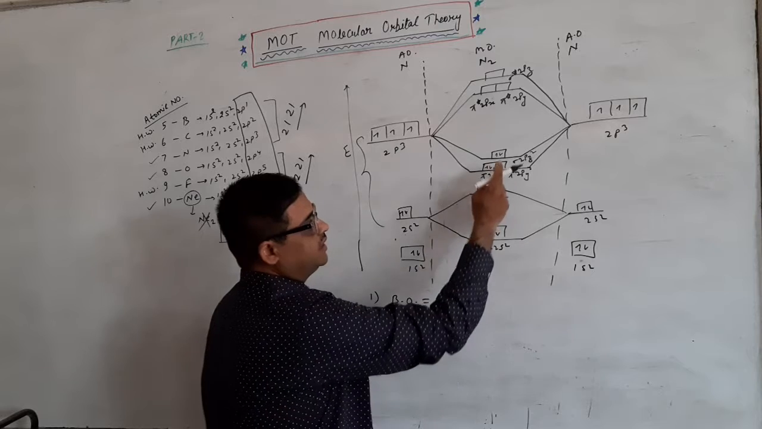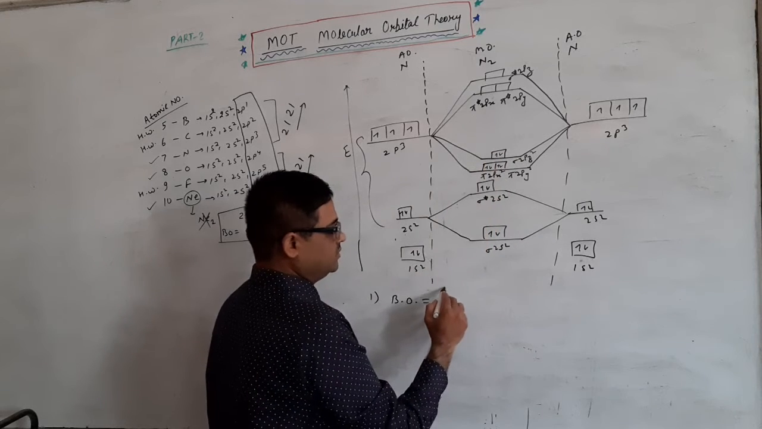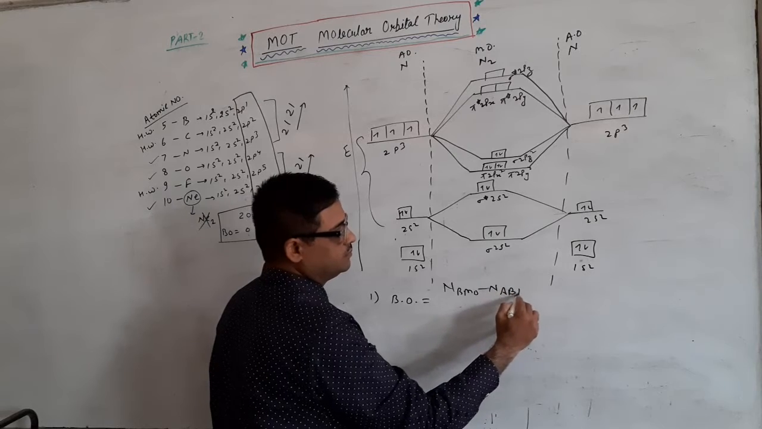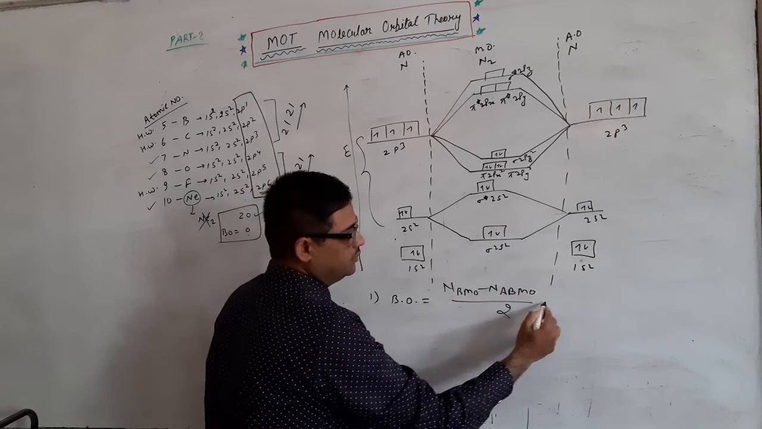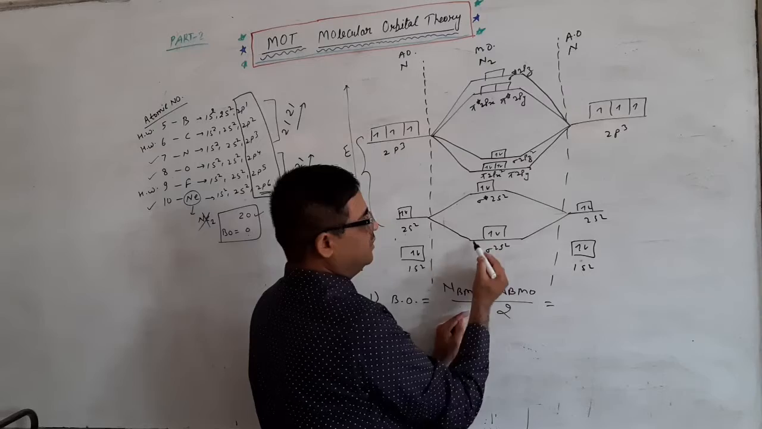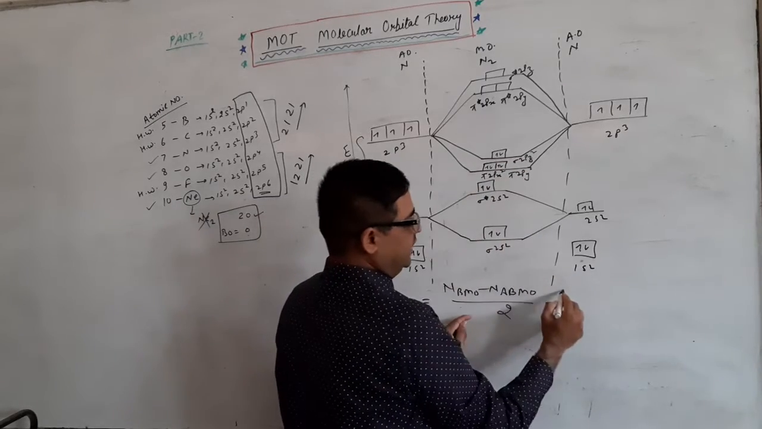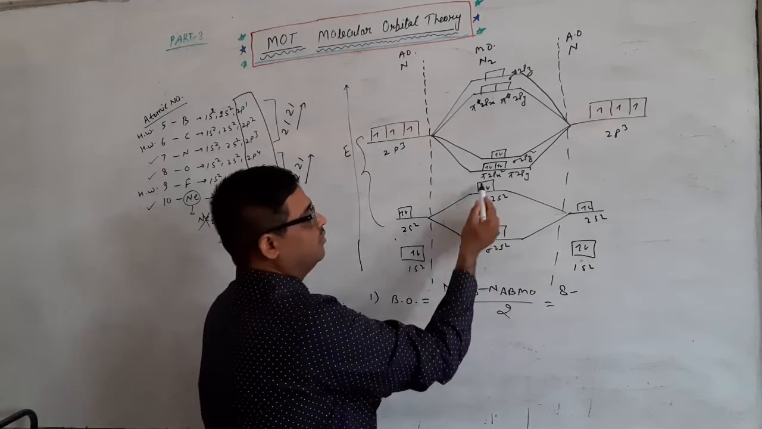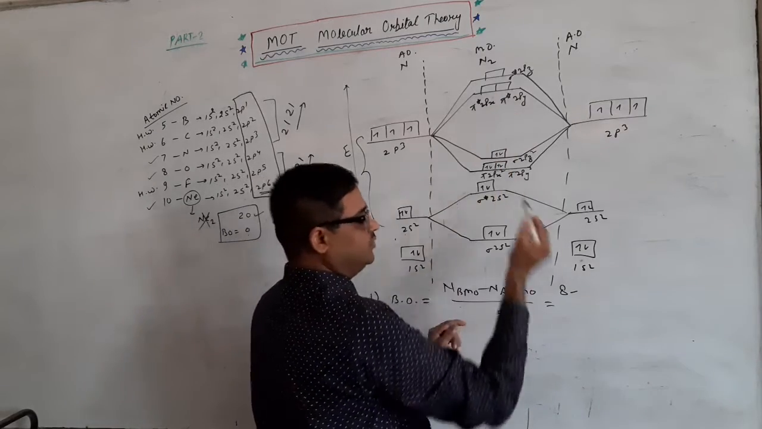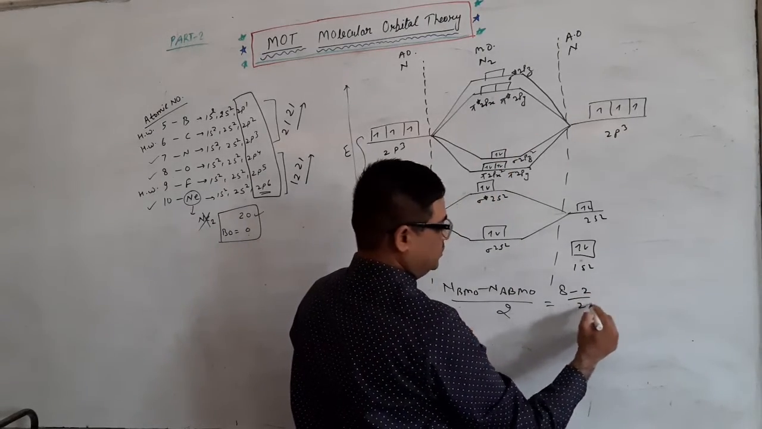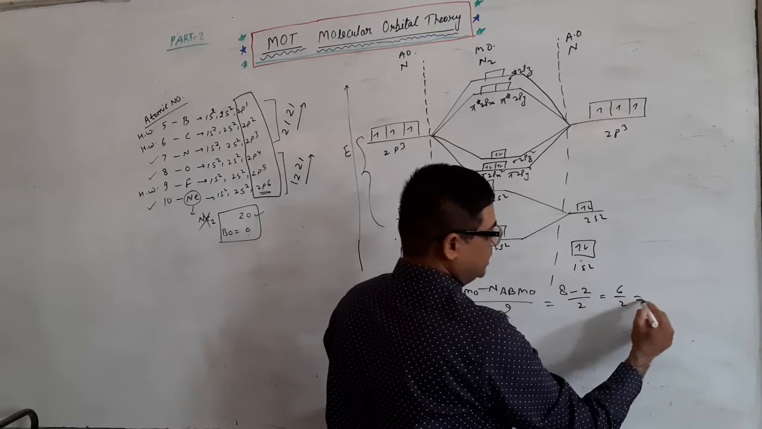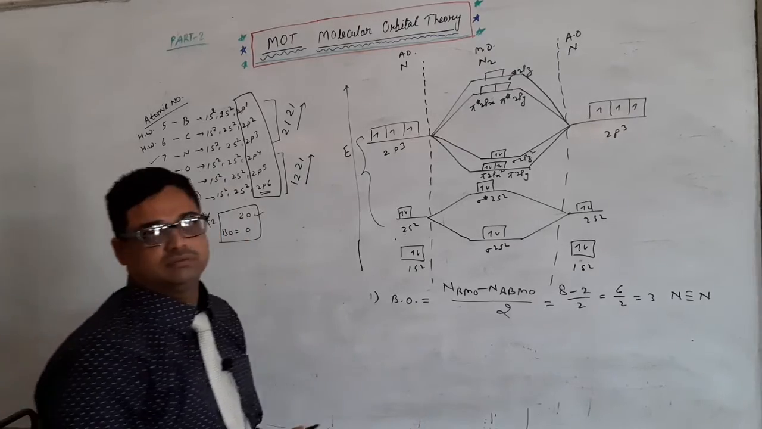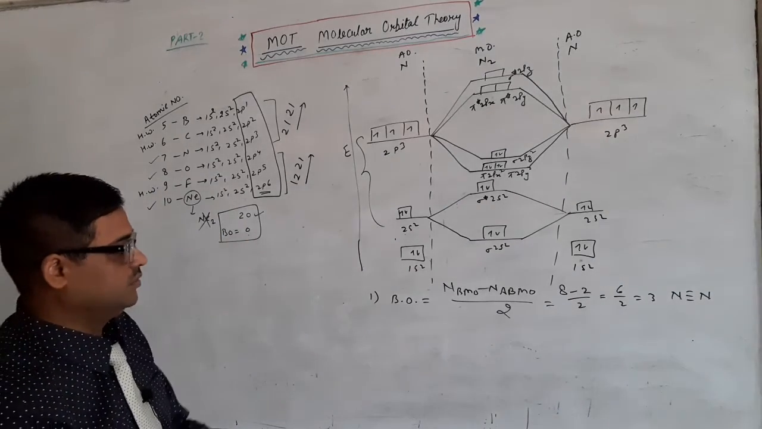So 2 and 6 in BMO. How many electrons are there? Bond order is the number of electrons in BMO minus the number of electrons in ABMO, divided by 2. So electrons in BMO: 2 plus 6, 8, minus electrons in ABMO, only 2, since here 0 is there. So 6 by 2, that is 3. That means nitrogen has a triple bond. Clear? So this is the bond order technique.